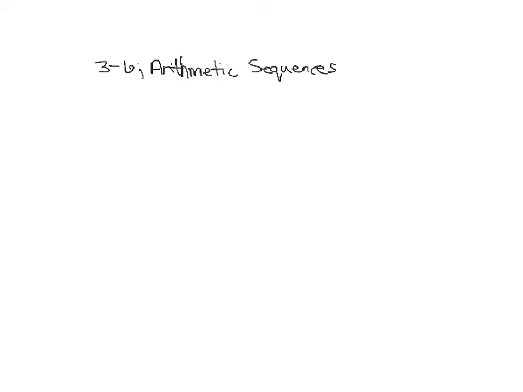So the first one we're going to look at, they say, determine whether each sequence appears to be an arithmetic sequence. If so, find the common difference and the next 3 terms in the sequence. So we have, for our first example, 12, 8, 4, 0.